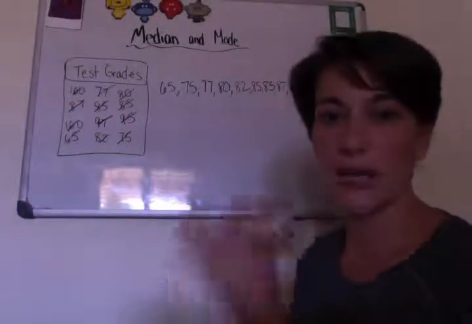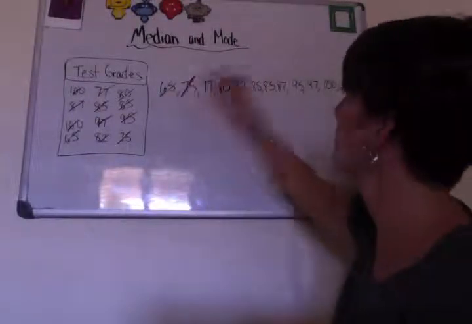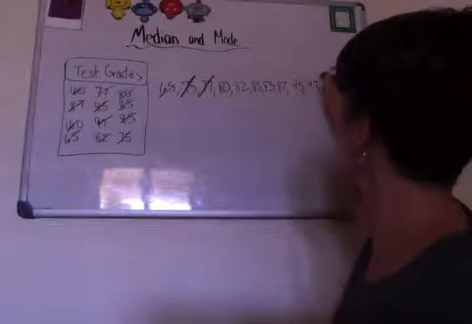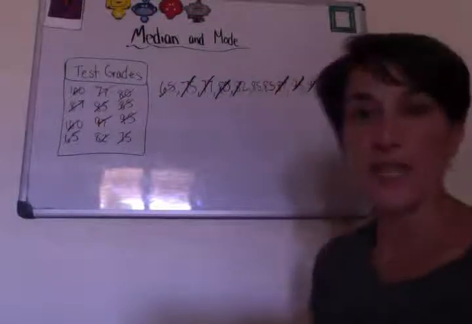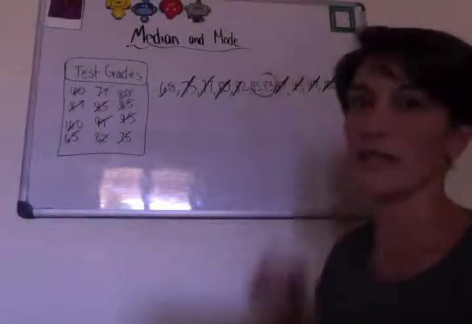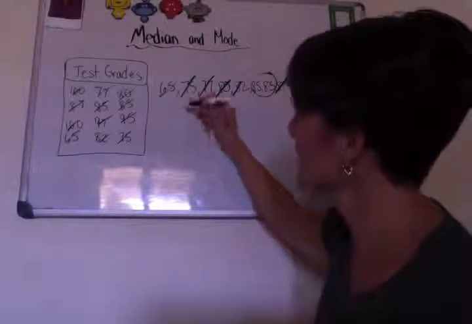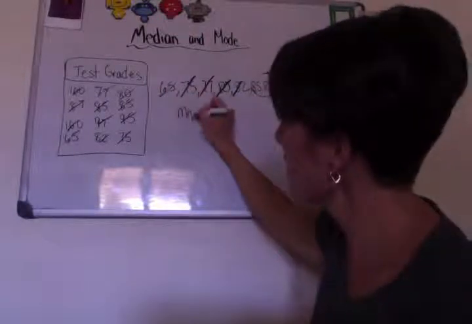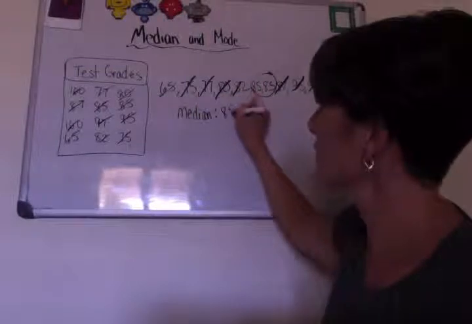So I'm just going to do my crossing off. So I'm going to do one from here, one from here, one from here, one from here, one from here, one from here, here, here, here, here. Uh-oh. In this case, there's not one number left over. There are two numbers left over. Fortunately for us, they're both the same number. So in this case, our median test score is 85.